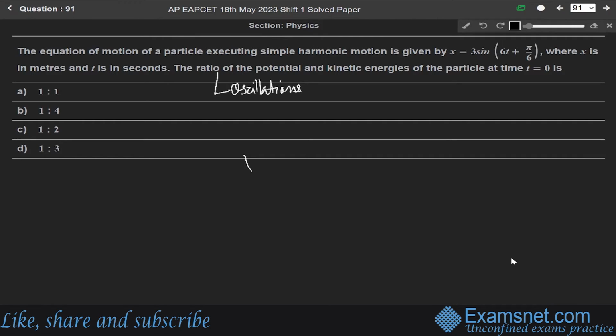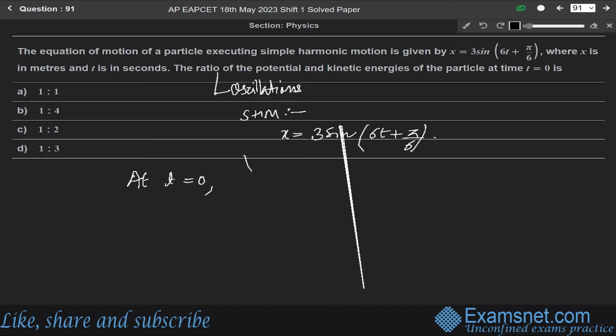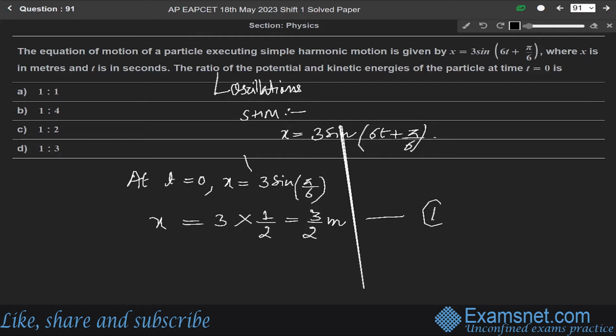So given the equation of particle performing simple harmonic motion as x is given as 3 sine 60t plus pi by 6, okay? So at t equals to 0 second, this x will be equals to 3 sine pi by 6. Okay, so it will be equals to 3 sine pi by 6 is what? 1 by 2. So it will be equals to 3 by 2 meter. Let us say this is equation 1.